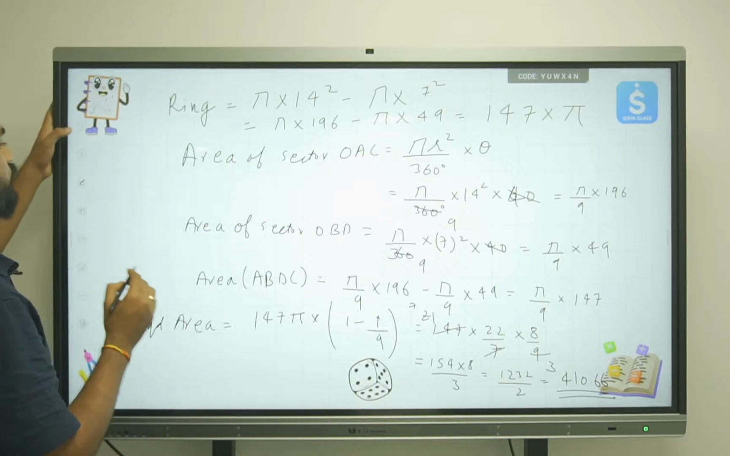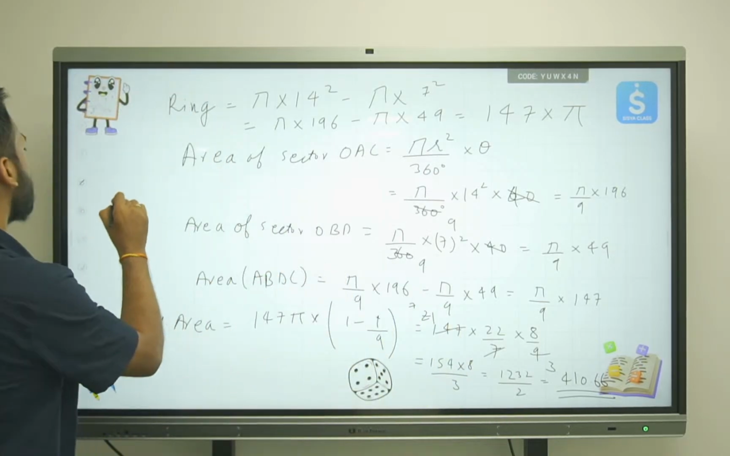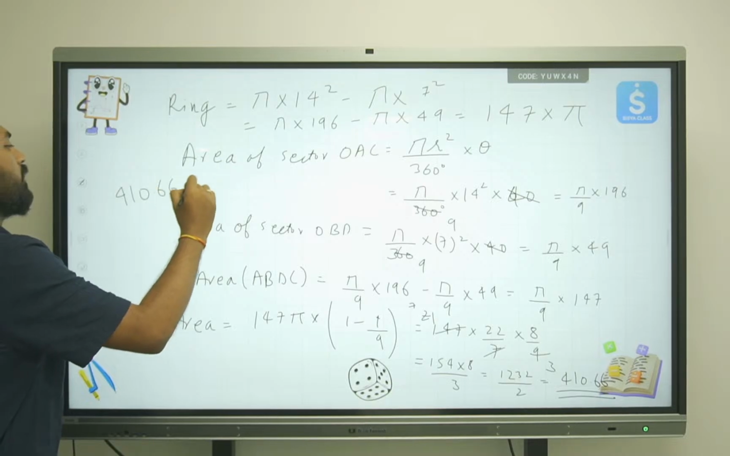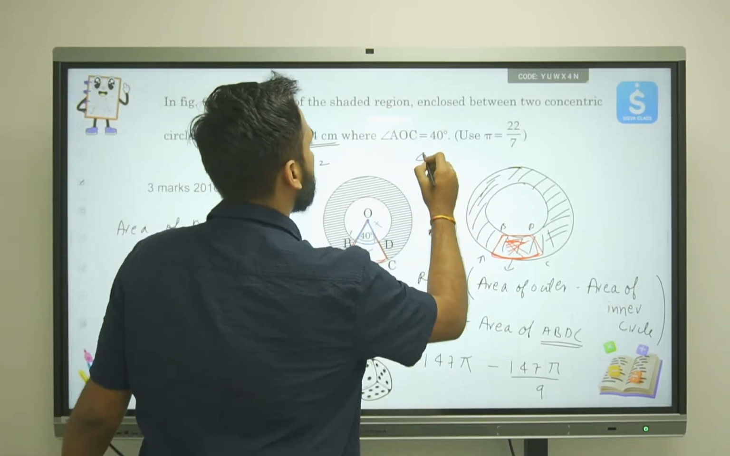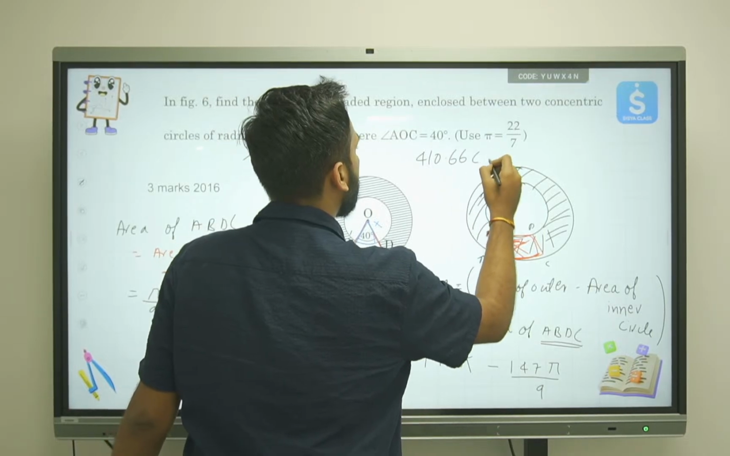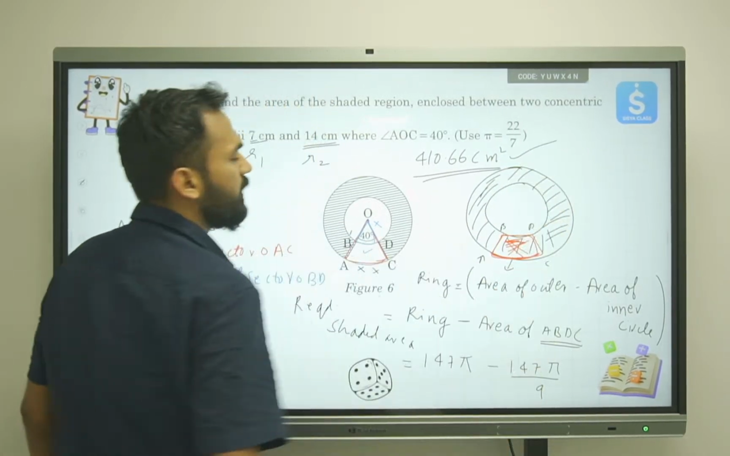Required area is 410.66 centimeter square. Clear? So this is the correct answer, 410.66 centimeter square. Clear? The steps are clear.